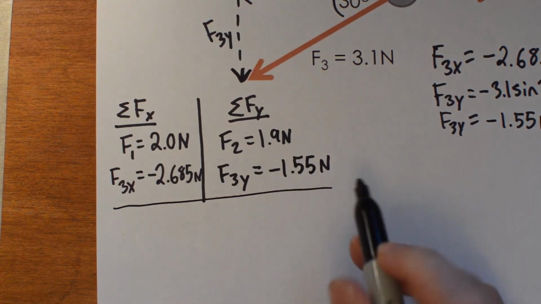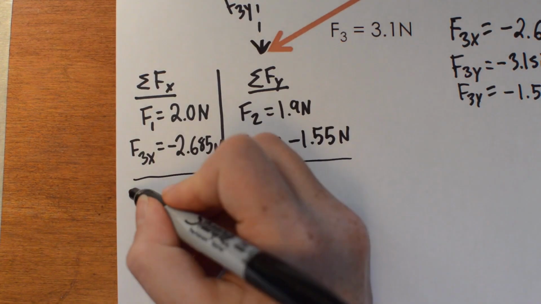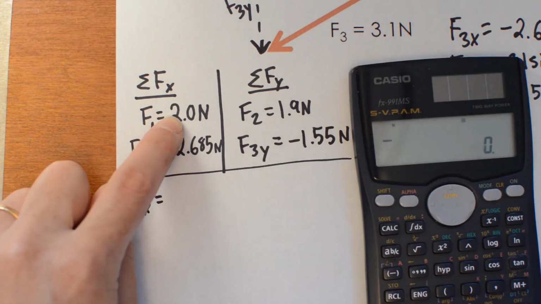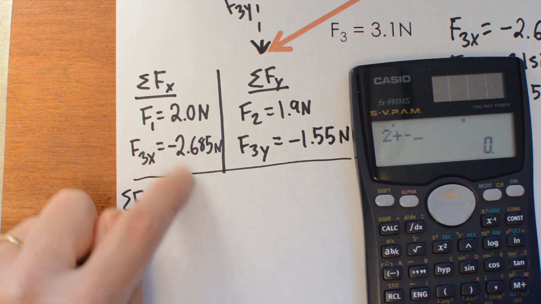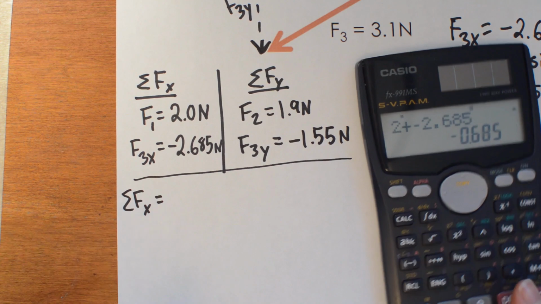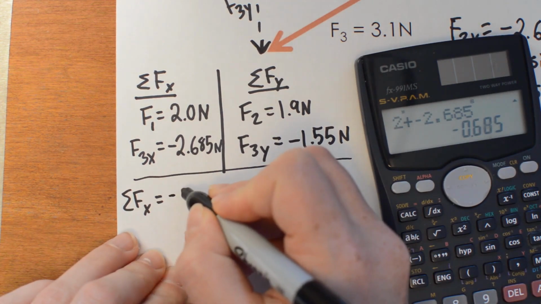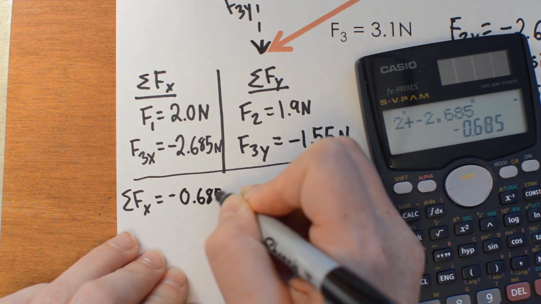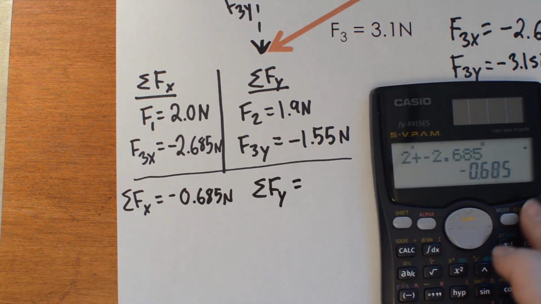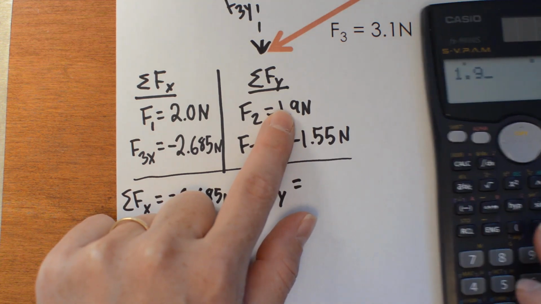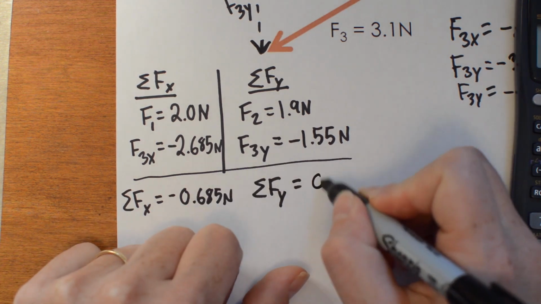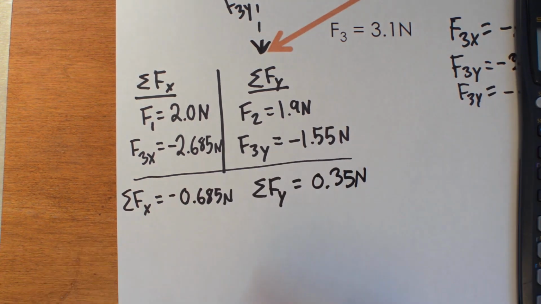Our next job is just to add up x stuff and add up y stuff separately. So the sum of the forces in x is going to be the 2 plus the negative 2.685. This is where it's so important to get those signs right, otherwise you get completely different numbers. That'll be negative 0.685 newtons. And in the y direction, net force in y is 1.9 plus the negative 1.55, and that's positive 0.35 newtons.